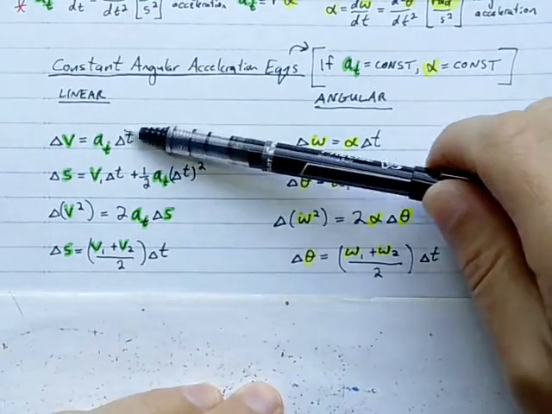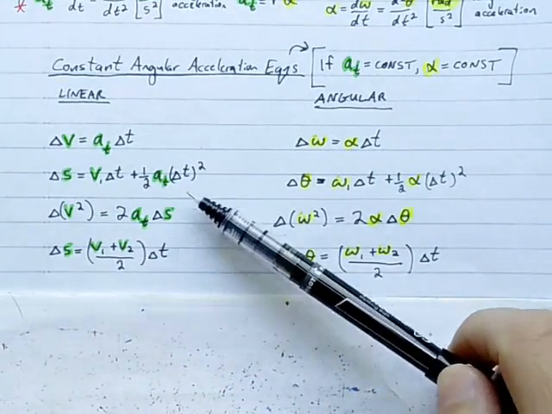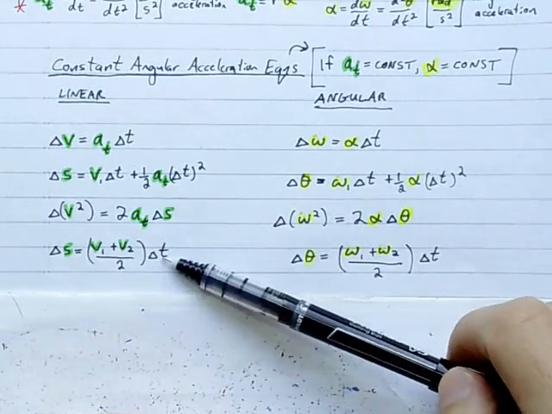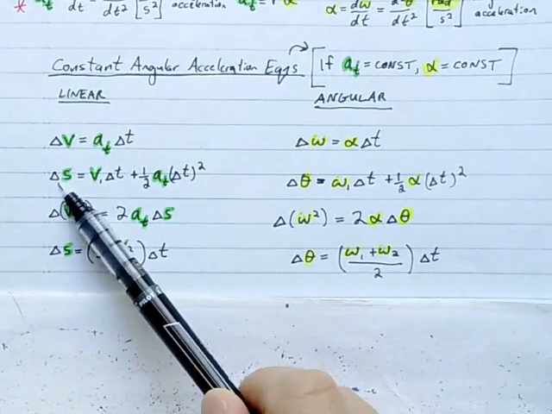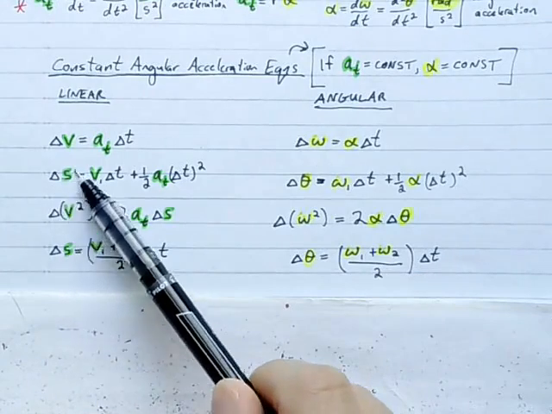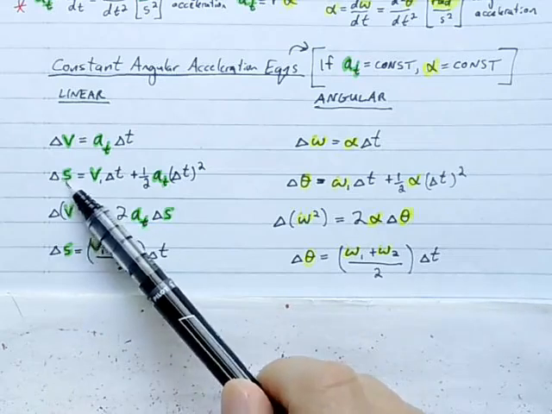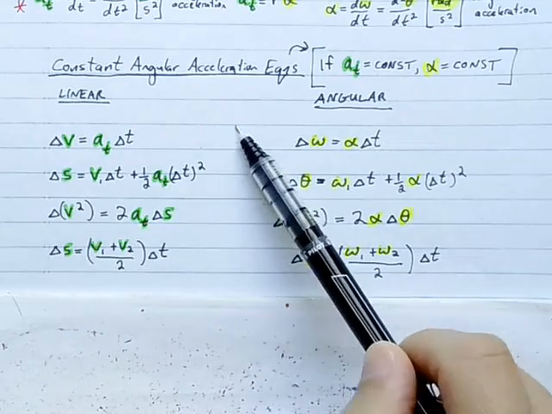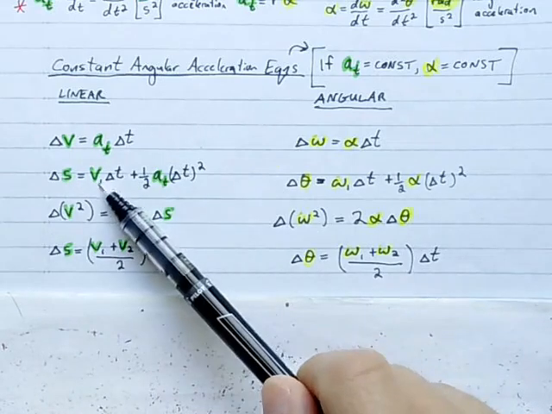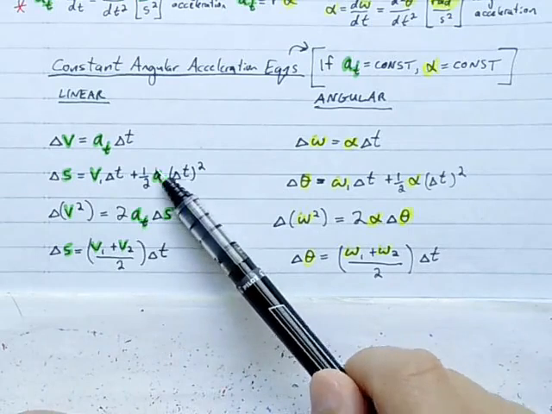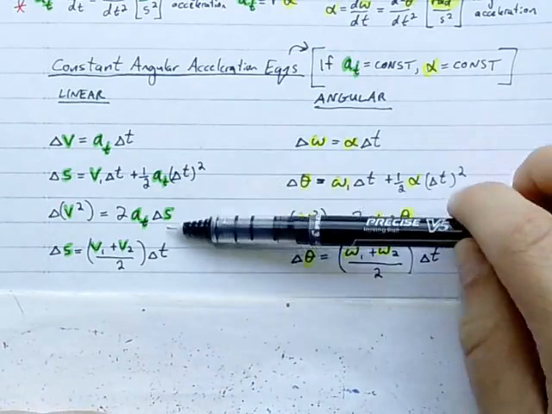Our familiar constant acceleration equations for linear motion, we can apply these to motion around a circular path if we recognize that our delta x or delta y that would normally appear here can be replaced by delta s, your linear distance along a circular arc, and then v here would be your linear speed, and at your tangential acceleration. So all these equations can be applied.